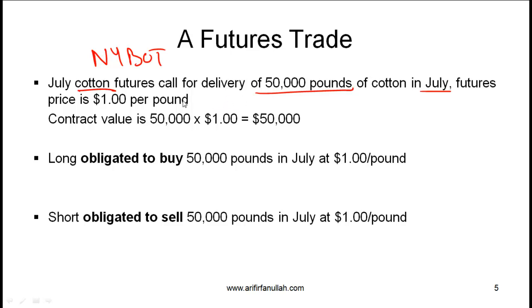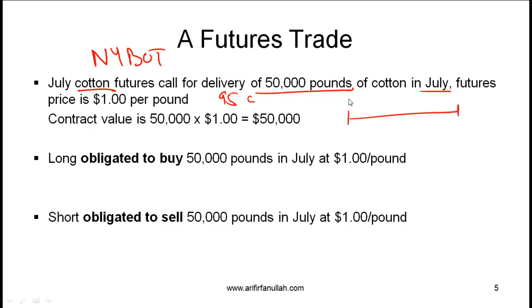So currently the price for a futures contract on 1 pound of cotton is approximately 95 cents. But nevertheless, just to keep things simple, I have a futures price of $1. So what this means is the following.